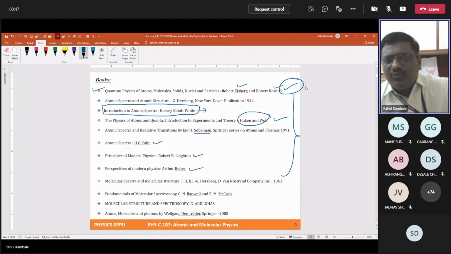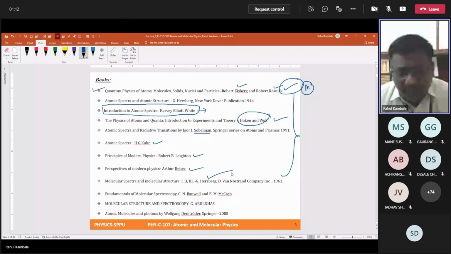But in this book, only molecular spectra is covered, not in-depth insights. Whatever the basic terminology, bonding, percentage of ionic character, electronegativity, and so many important concepts, for that purpose we will discuss the notes prepared by me. Then this is Herzberg. Herzberg has both books, I think, so it has the atomic book also.